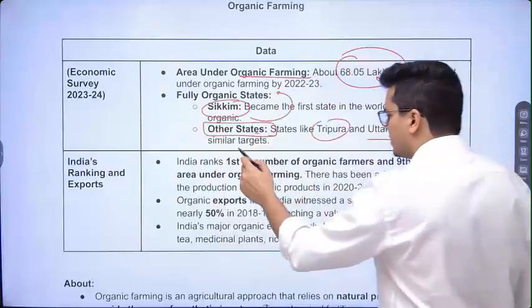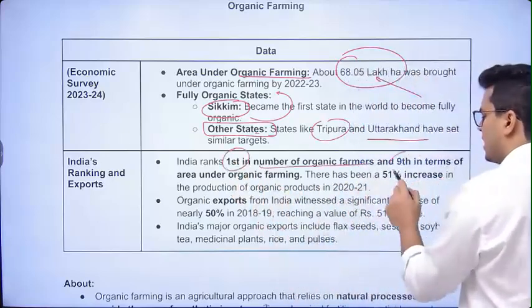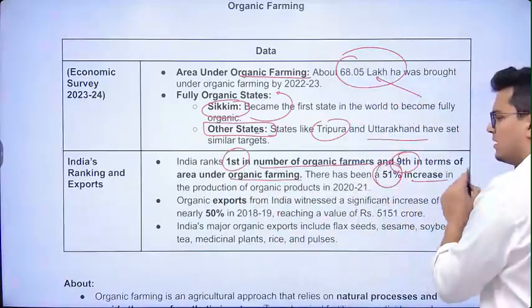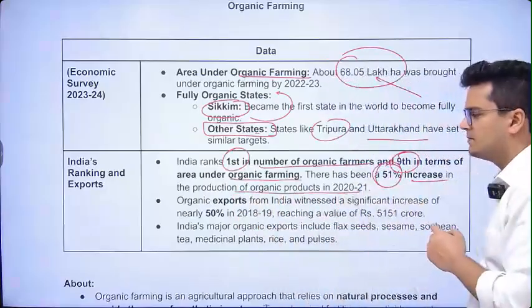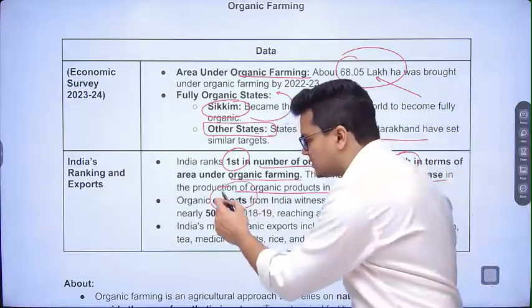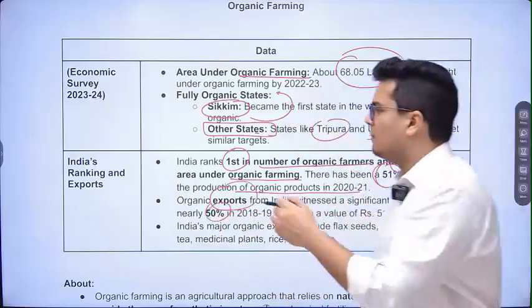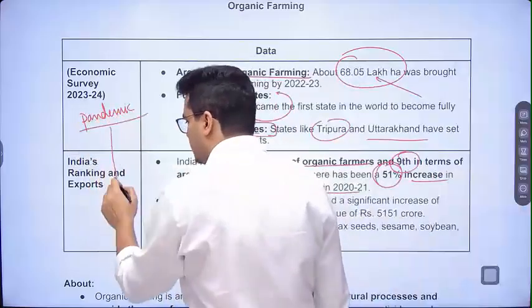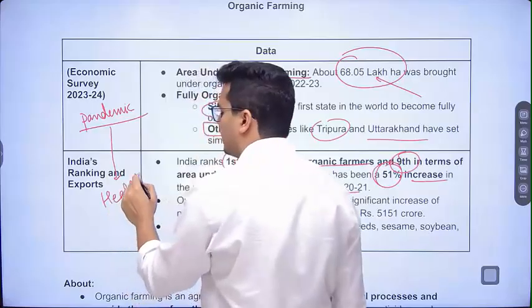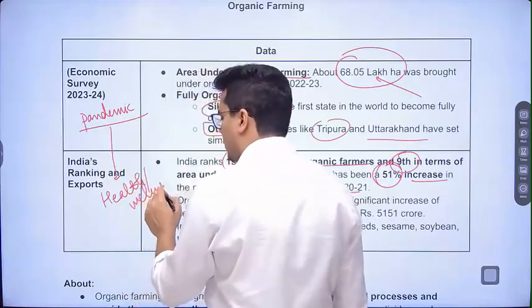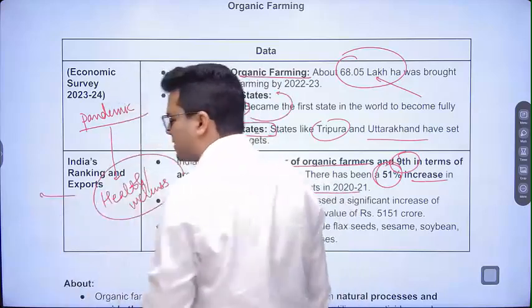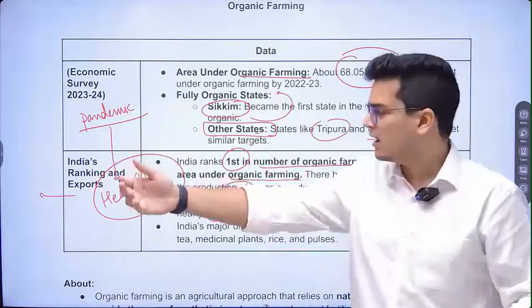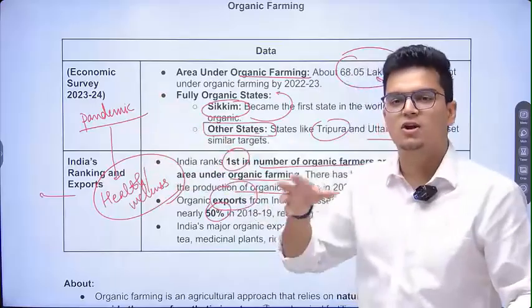India is first in the world in the number of organic farmers and ninth in terms of area under organic farming. There is a 51% increase in production of organic products. Organic exports have also witnessed about 50% increase. Why? Because after the pandemic, globally, there has been a centricity of the idea of health and wellness. And health and wellness is directly connected to our diet. So we should try and eat as healthy produce as we can, because diet is very heavily linked to the idea of our health and wellness.